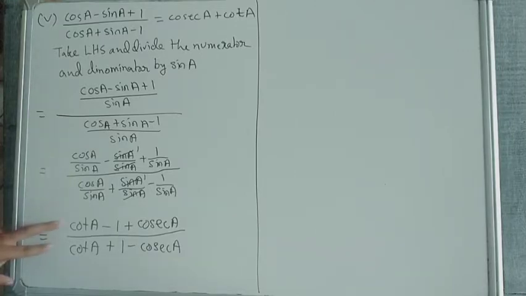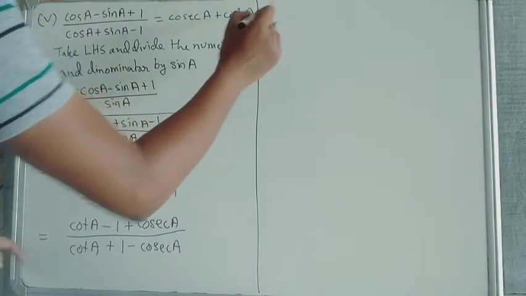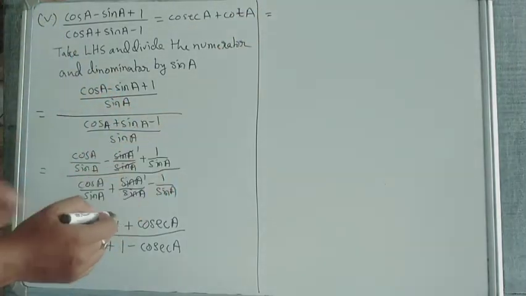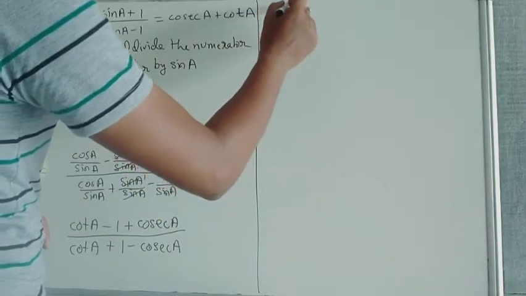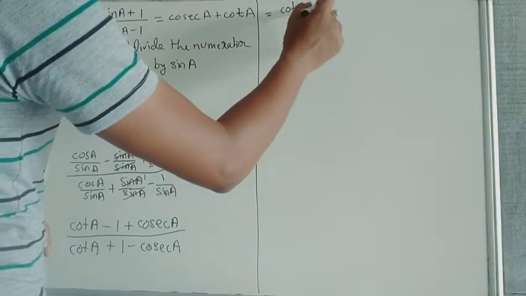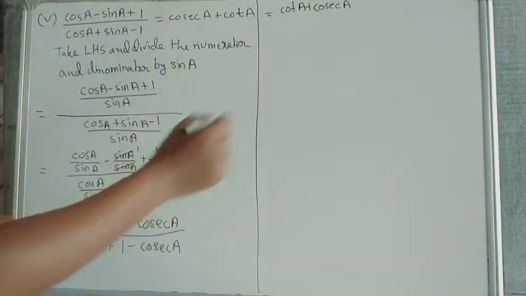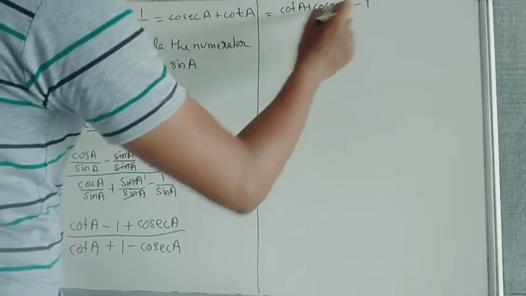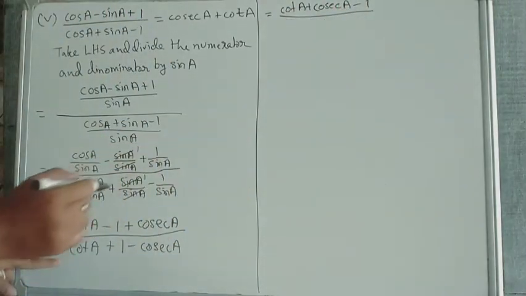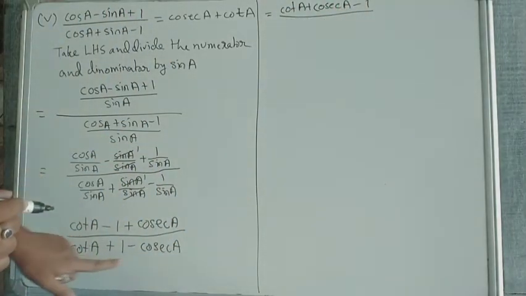Now I will rearrange it to see how we will solve this question. So I write cot A and cosec A together: cot A plus cosec A minus 1, by cot A minus cosec A plus 1.